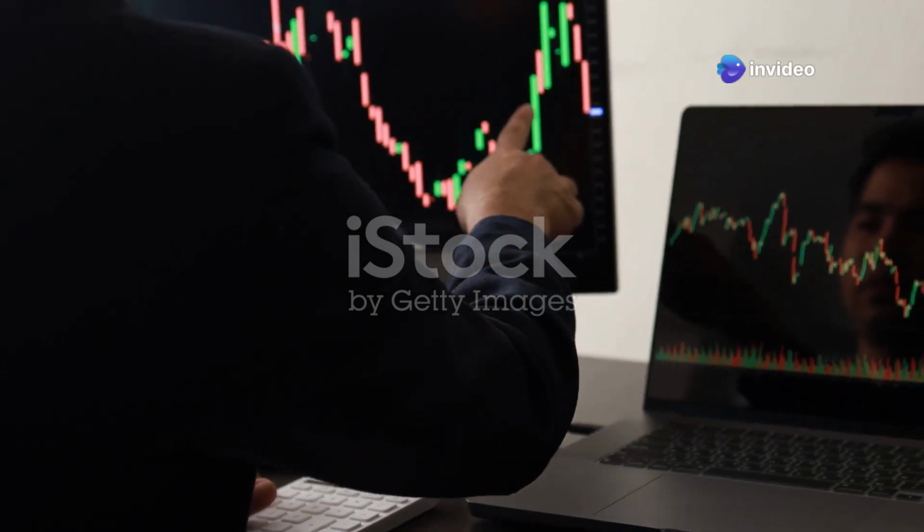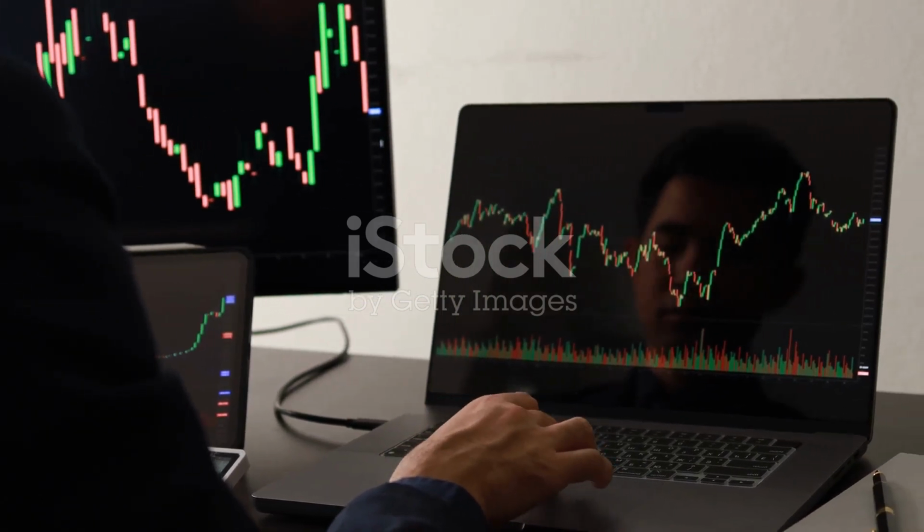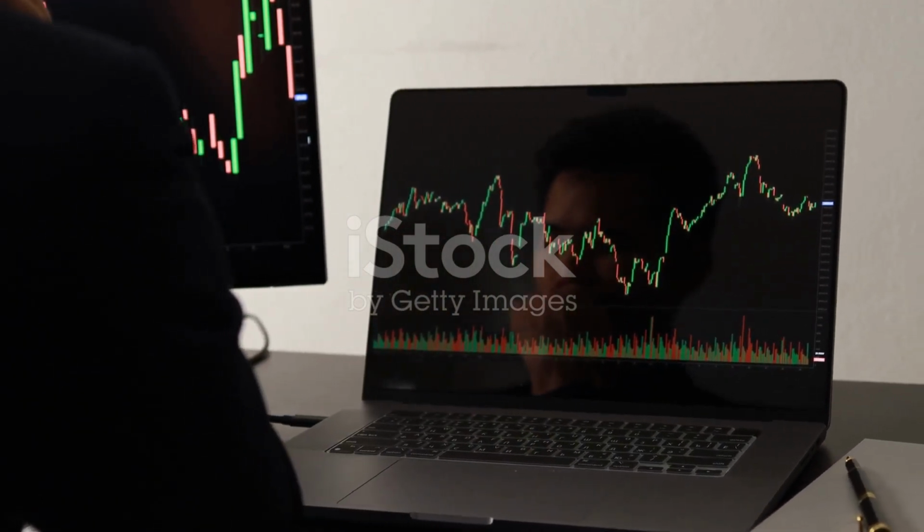Bollinger Bands are used for two primary purposes. 1. Measuring volatility. 2. Identifying potential buy and sell signals. Let's explore each.